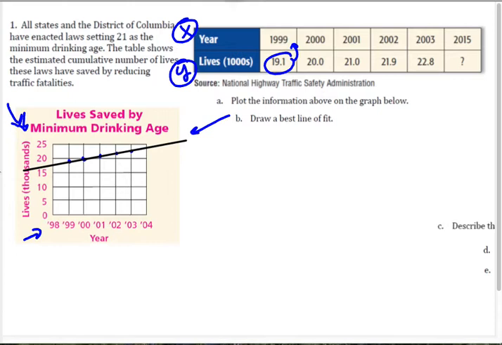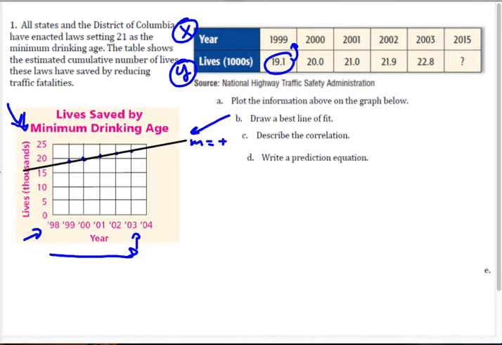Now, the next thing we want to do, well, it says describe the correlation. What correlation means is this. According to my data, as I go to the right on years, as years get larger and larger, what happens to the number of lives saved? Well, that goes up. This is considered a positive correlation. If you look at this line, the slope of this line should be positive. Okay, so that's my correlation. It's positive.